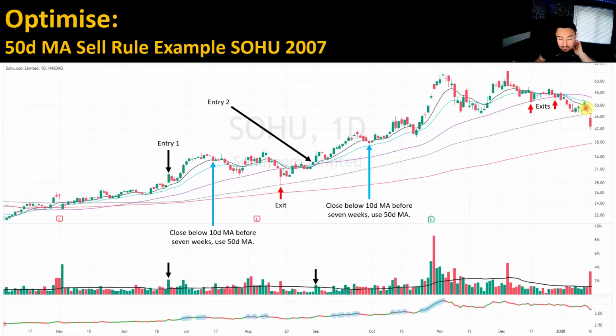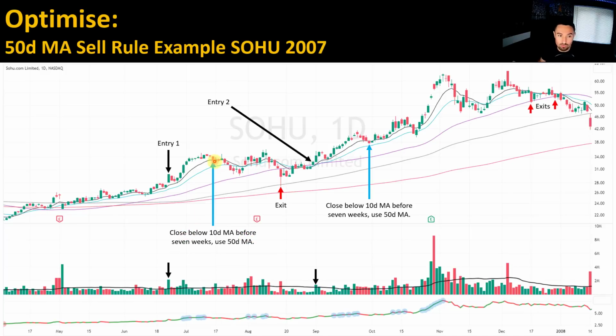Then another one, here you can see some other ones. So entry number 1, this is the pocket pivot here, kind of tightens up here. There's the pocket pivot entry. These are from the book. So here would be the first entry. Now on this bar here, it closes below the 10-day moving average before 7 weeks. Okay, so the 7-week hold rule does not kick in.